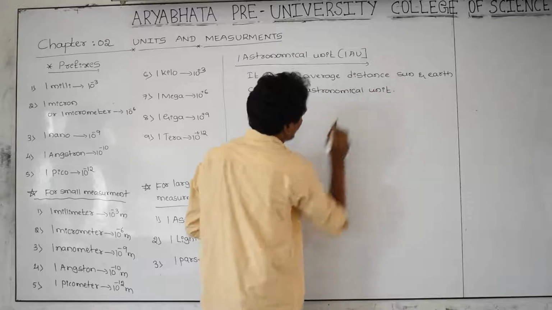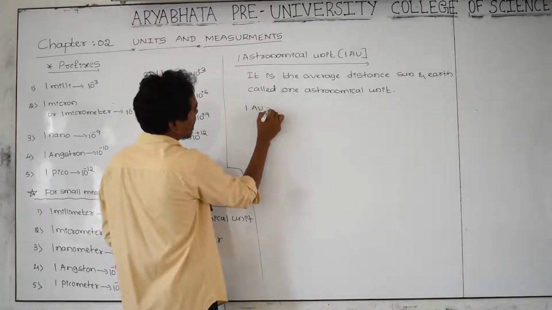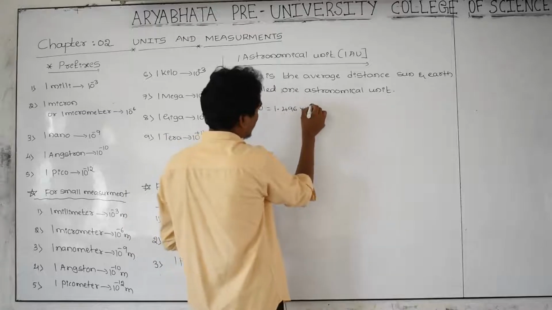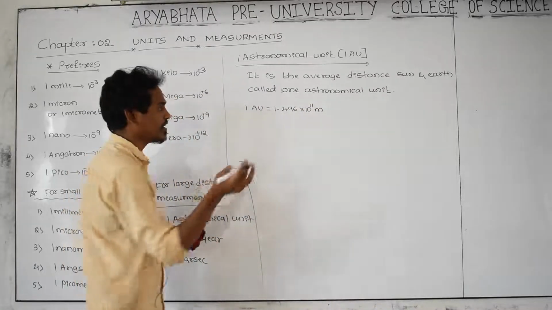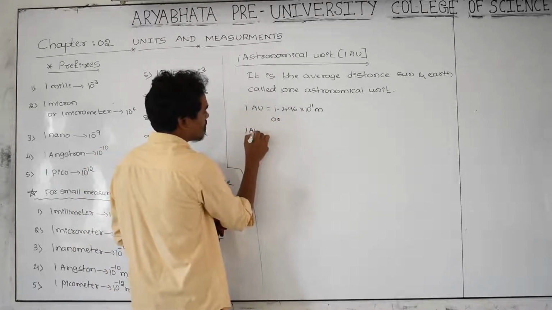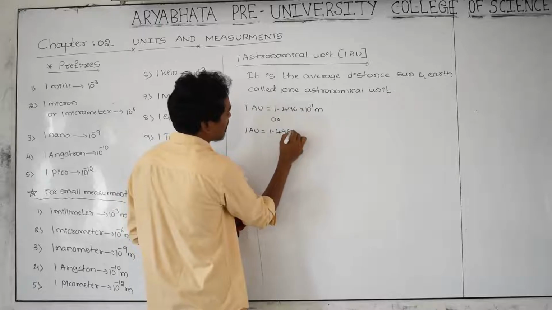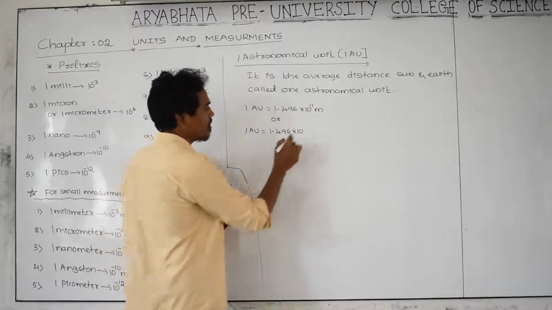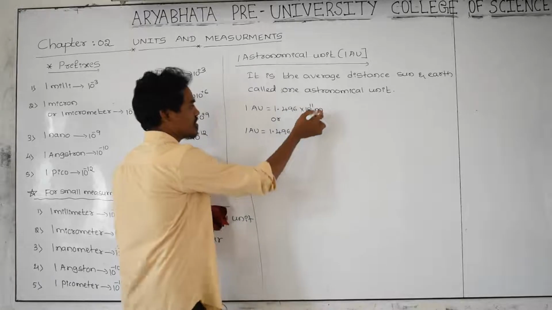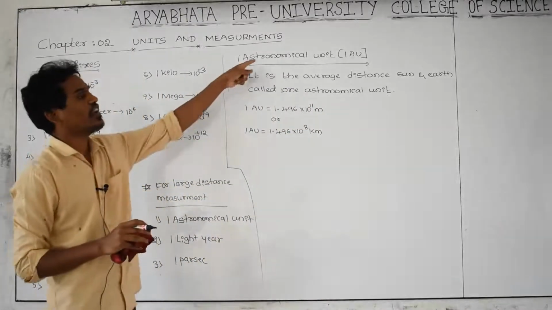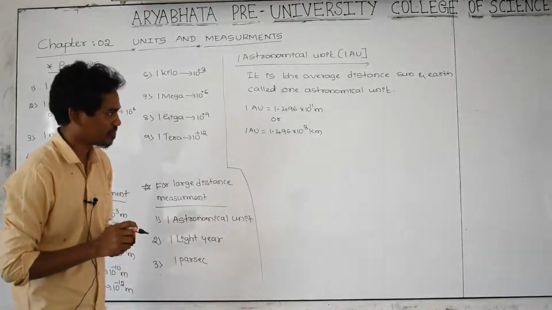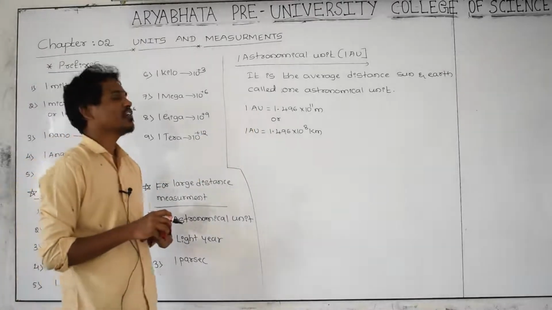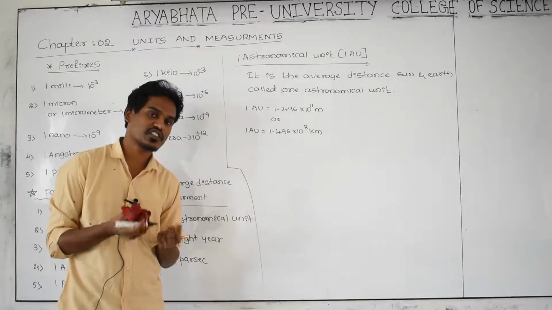1 AU is equal to how much? 1 AU is equal to 1.496 into 10 to the power of 11 meter, or in terms of kilometer, meter can be converted into kilometer by removing 3 zeros, so 1.496 into 10 to the power of 8 kilometer. Both you can use. This is in terms of meter, this is in terms of kilometer. 1 AU is the average distance between Sun and Earth.